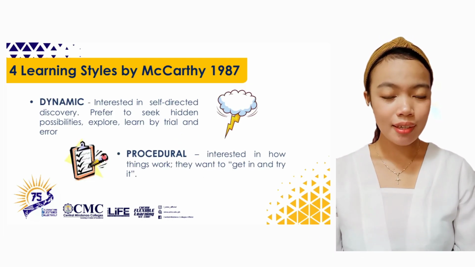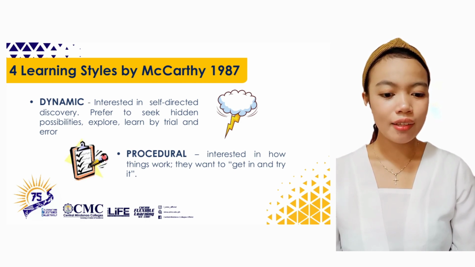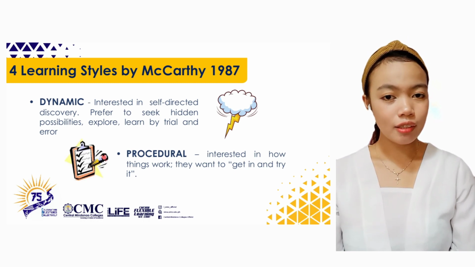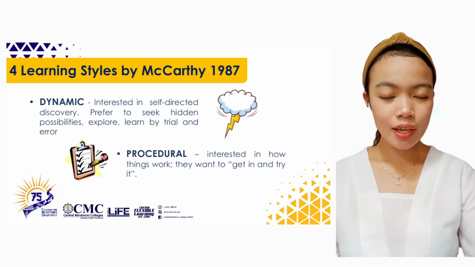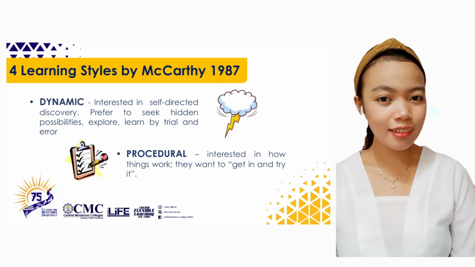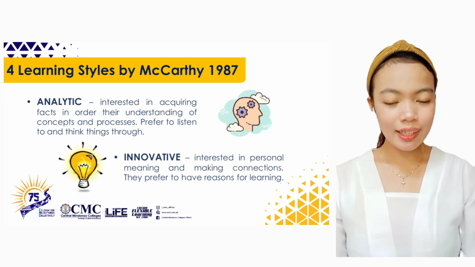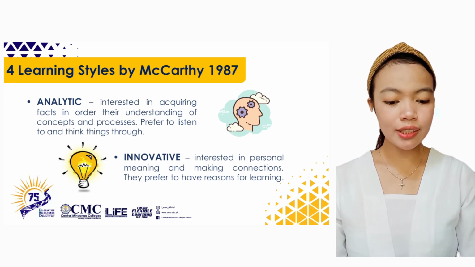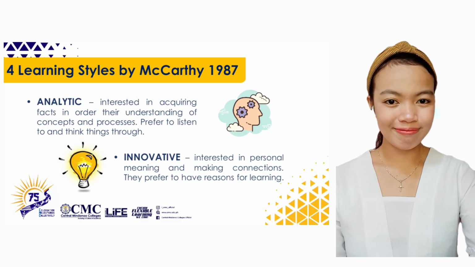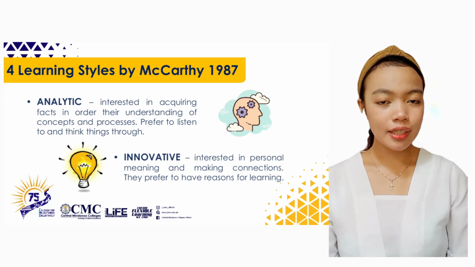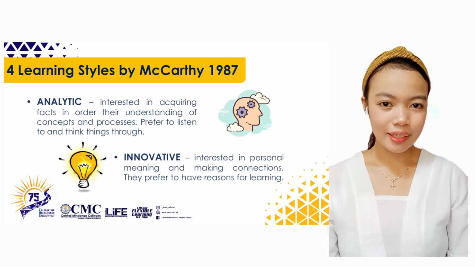So in dynamic, they are interested in self-directed discovery, prefer to seek hidden possibilities, explore, and learn by trial and error. In procedural, they are interested in how things work, they want to get in and try it. In analytic, they are interested in acquiring facts in order to deepen their understanding of concepts and processes, and prefer to listen to and think things through. And innovative, interested in personal meaning and making connections. They prefer to have reasons for learning.